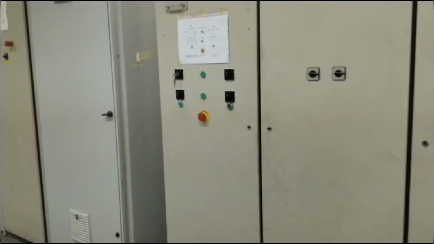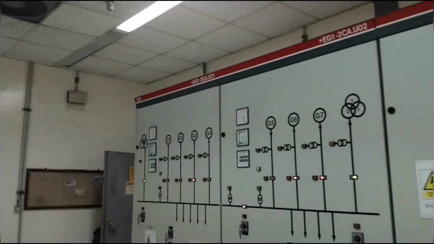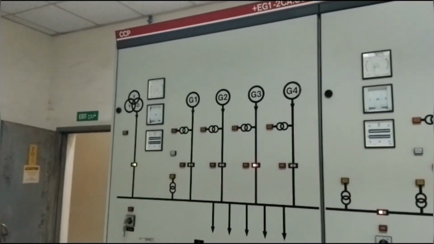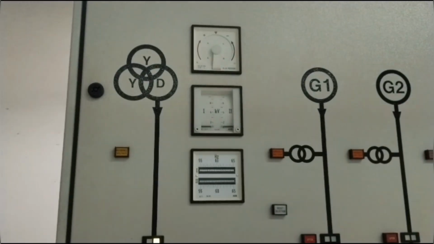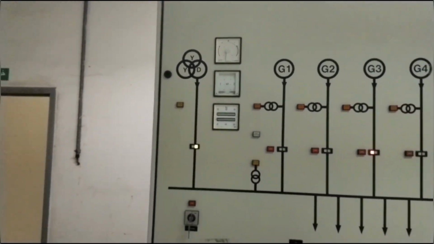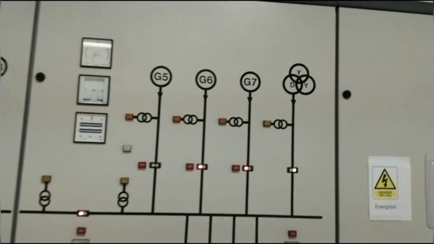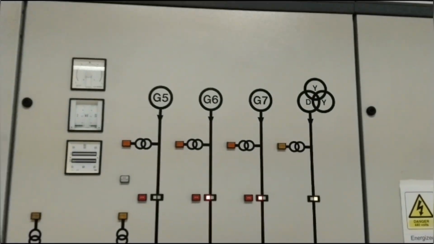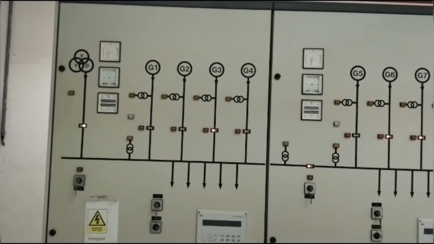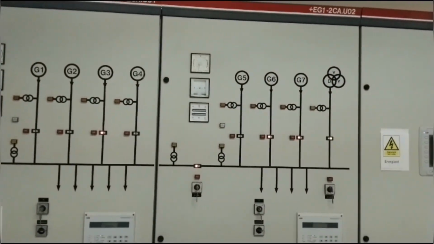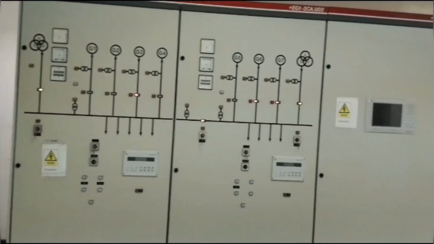So the synchronization panel. Before I show you, we have two transformers. One transformer is this one. The other one is this. And we have 7 generators, G1, G2, G3, G4, G5, G6, G7. And this is the synchronization panel. You can see.